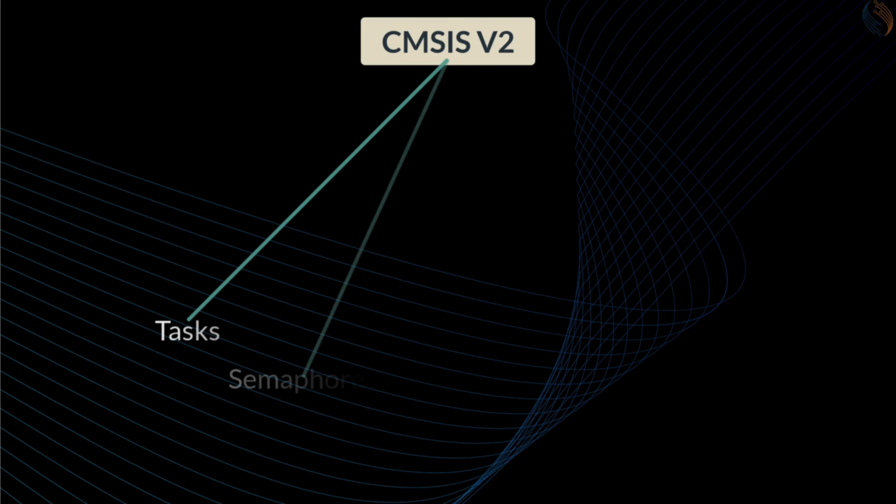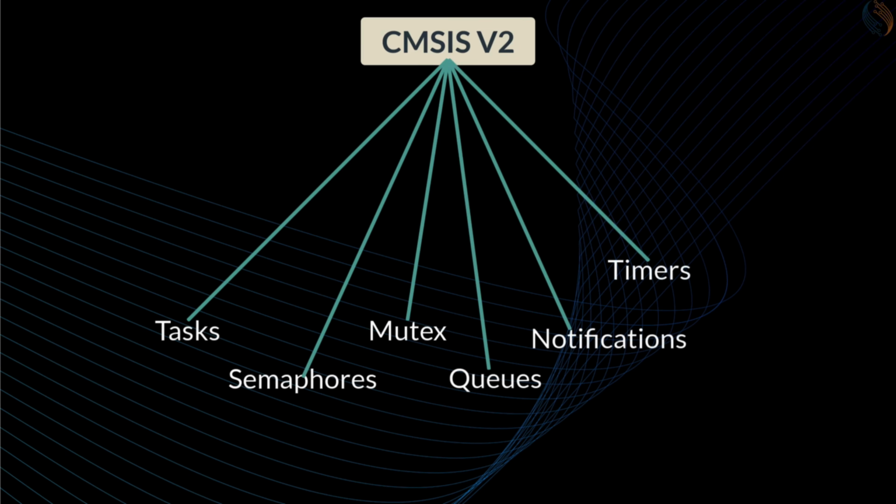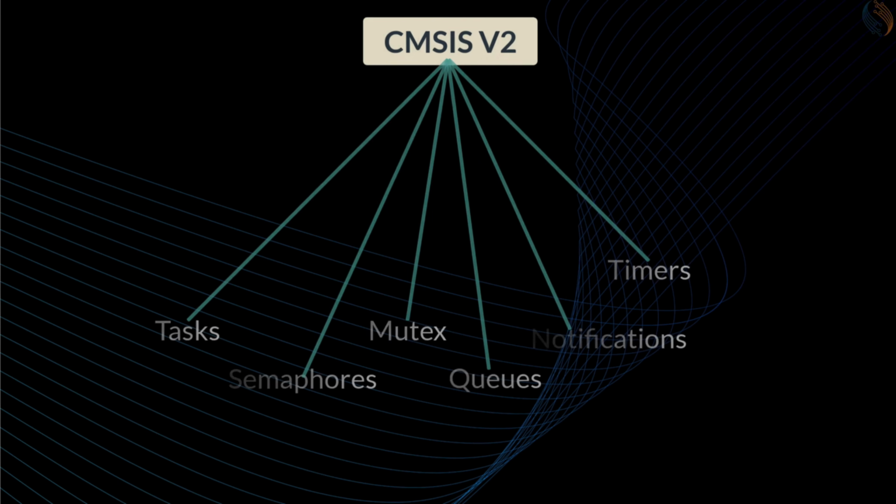This series will be focused on implementing CMSIS RTOS version 2, rather than using the native FreeRTOS APIs directly. Throughout this series, we will cover tasks, semaphores, mutexes, queues, task notifications, software timers, and much more. We will understand not only how to configure them in STM32CubeMX, but also how they work internally and how to use them properly in real embedded projects.